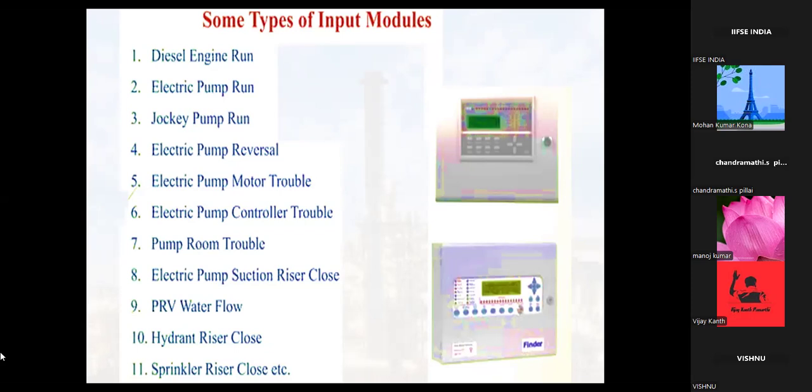Yeah, minimum 3. Based on the building height, the electrical pump 2, DG pump 2, and five numbers of pumps are required above 24 meters. And the water tank capacity also increases based on the building height.